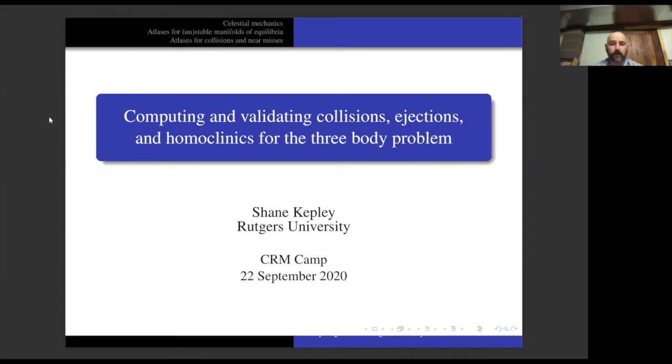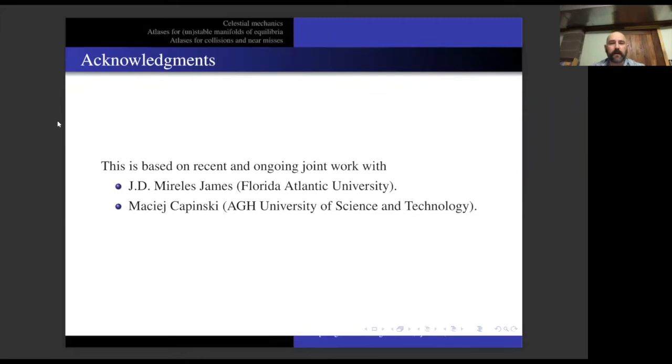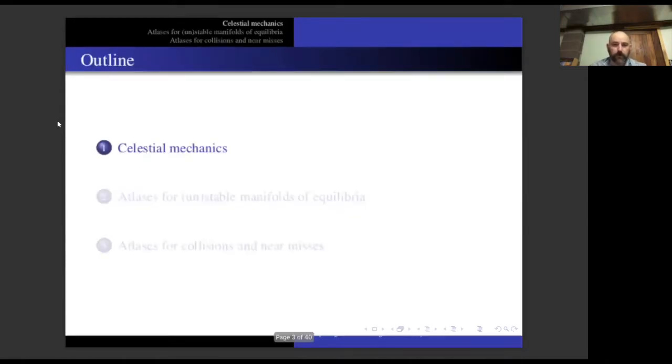So this is based on some work with Jay, who's one of the organizers, of course, and Maciek, who gave a talk a few weeks ago. I'll talk a little bit about celestial mechanics, the 3-body problem, and also I'll show some pictures for the 4-body problem as well, and they're not so different with respect to what I'll talk about today. So I'll introduce those. And then I'll talk broadly about what we informally started calling the Atlas algorithm. It's a method to compute global invariant manifolds, and how we use this to find connecting orbits.